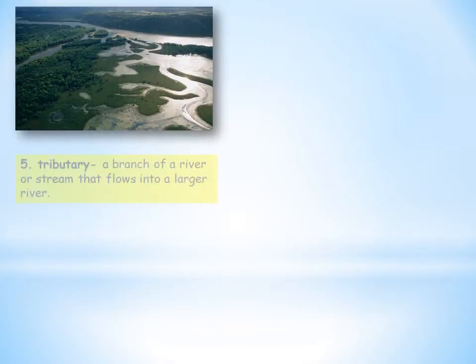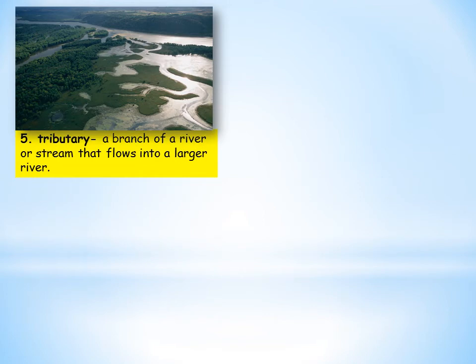Okay, for number 5, we have the word tributary. It is a branch of a river or stream that flows into a larger river. Not all the rivers flow into the sea or the ocean. Some flow into other rivers, and that is called tributary.